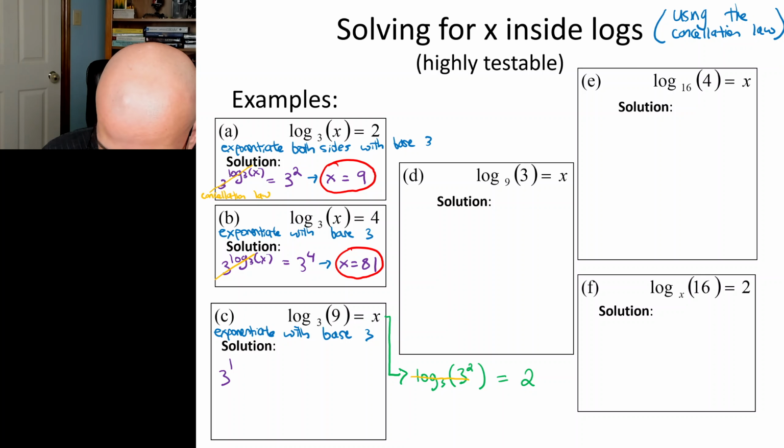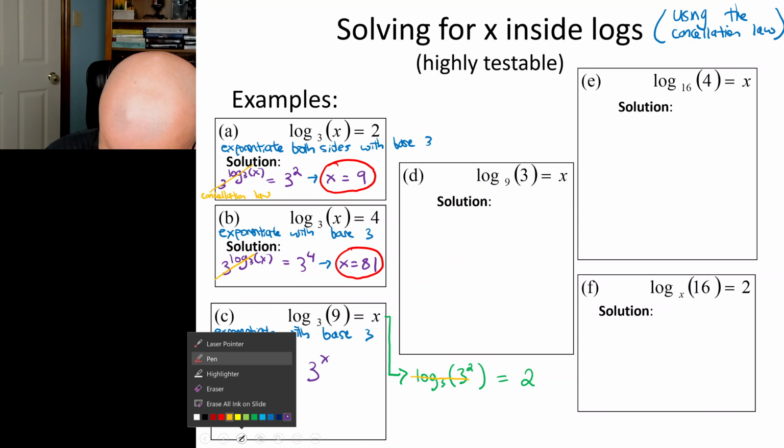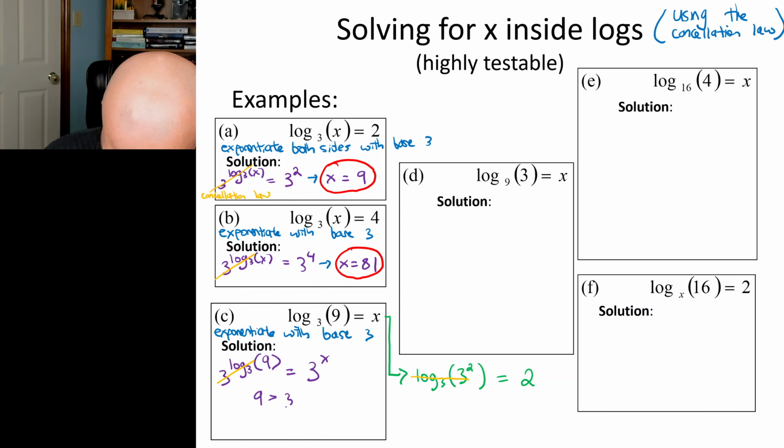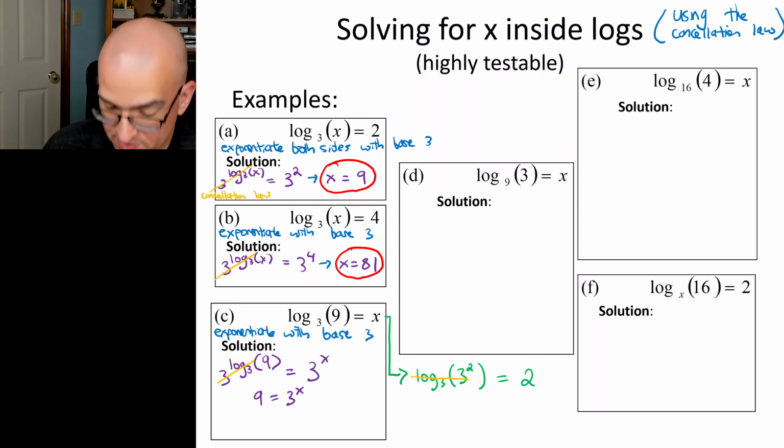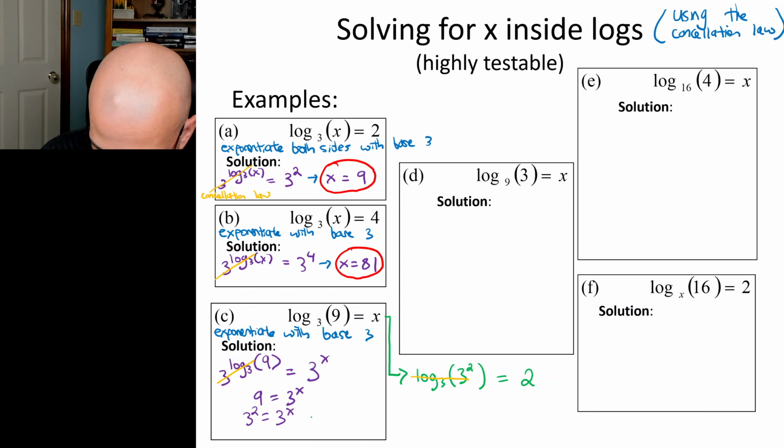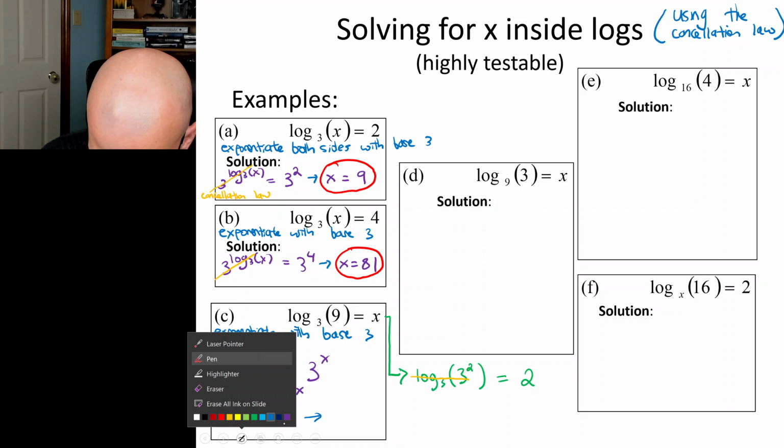So 3 to the power of log base 3 of 9 equals 3 to the power of x. So this cancels. I have 9 equals 3 to the power of x. Well, I can write 9 as 3 squared. 3 squared is equal to 3 to the x. And what does that mean? Well, that means x is equal to 2.